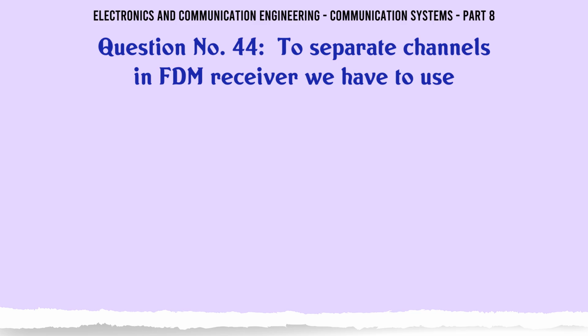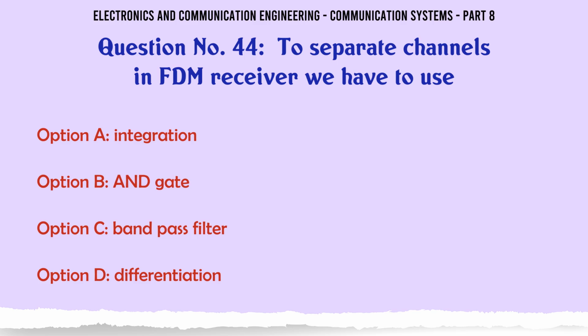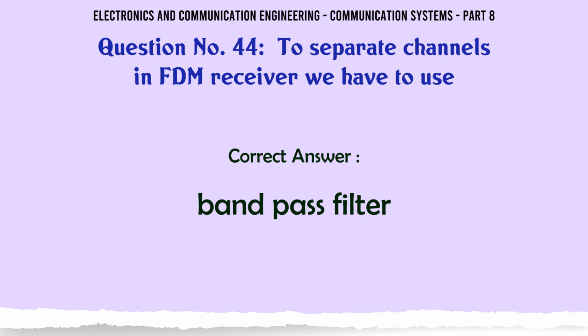To separate channels in FDM receiver we have to use A. integration, B. AND gate, C. band pass filter, D. differentiation. The correct answer is band pass filter.